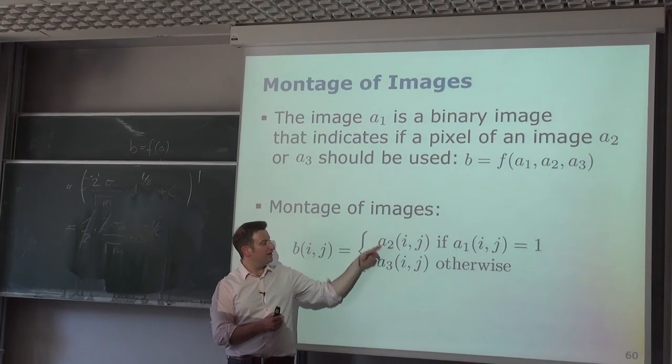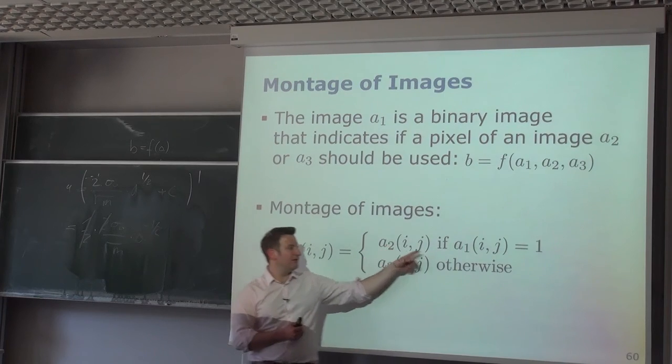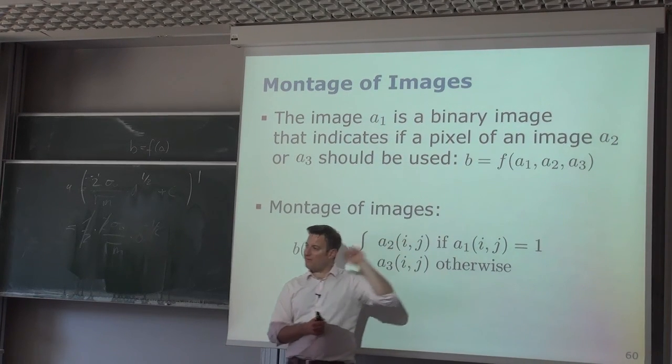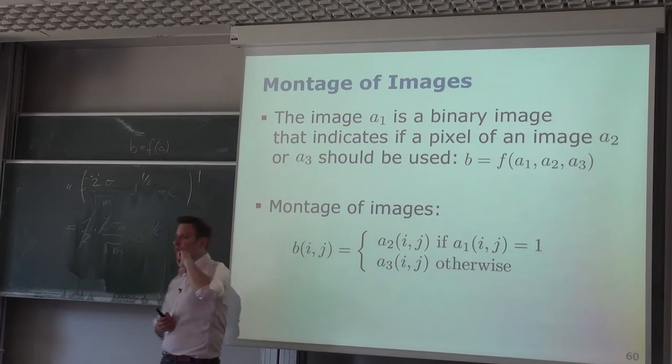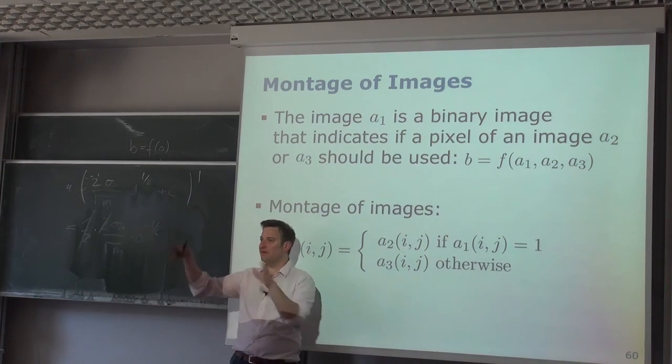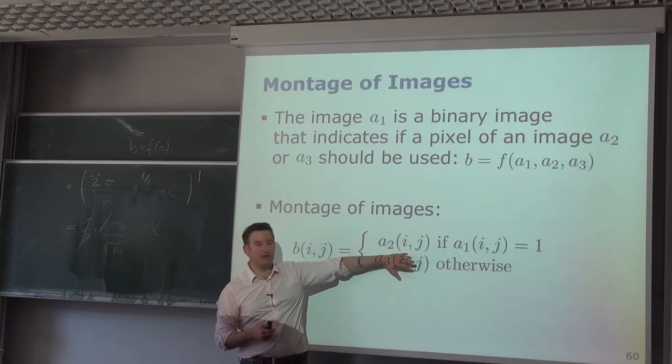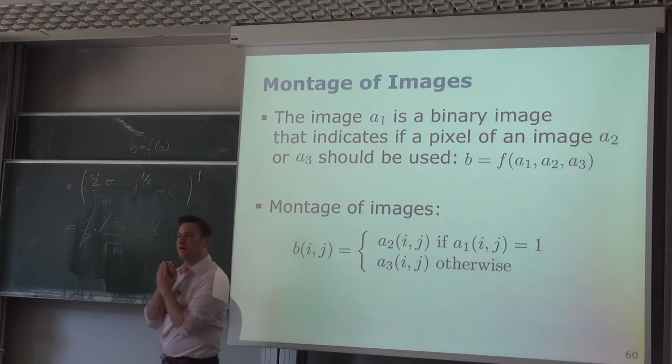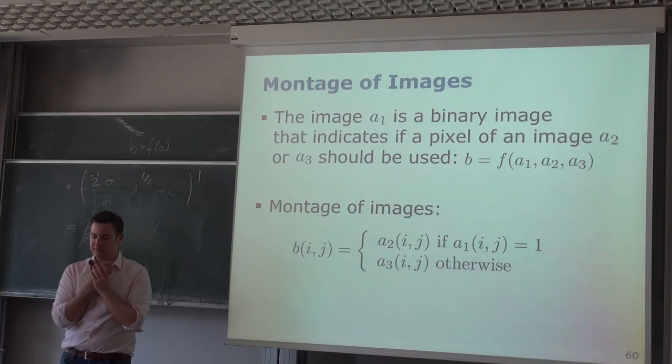So this is, let's say, an image of a person. This image has everywhere where the person is in image number 2 a 1, everywhere else a 0, and this is just a beautiful view of the countryside. Then this person will be set in front of the background of my countryside image.